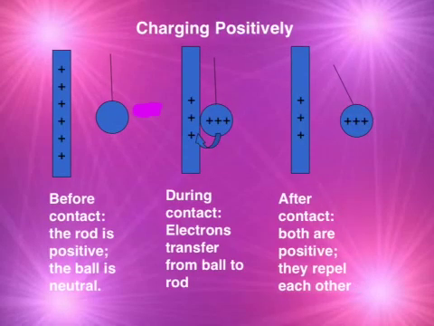This time we're charging the ball with positive charge, so we bring a positively charged rod in contact with the ball, and some electrons from the ball will get drawn to the rod because the rod is lacking electrons. As a result, both are lacking electrons, and the end result is both are positively charged.